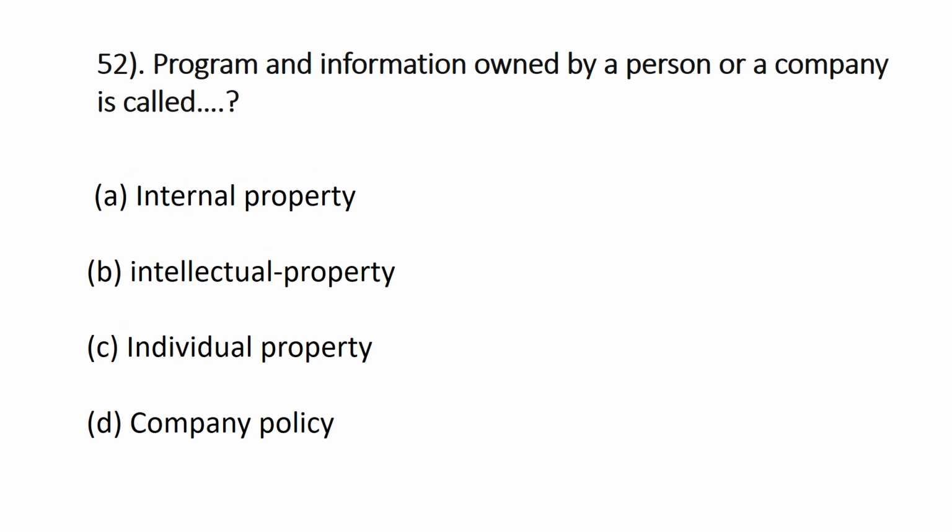Question number 52. Program and information owned by a person or company is called A. Internal property, B. Intellectual property, C. Individual property, D. Company property. Okay, a program or information owned by a person or the company is called intellectual property. B is the correct answer.